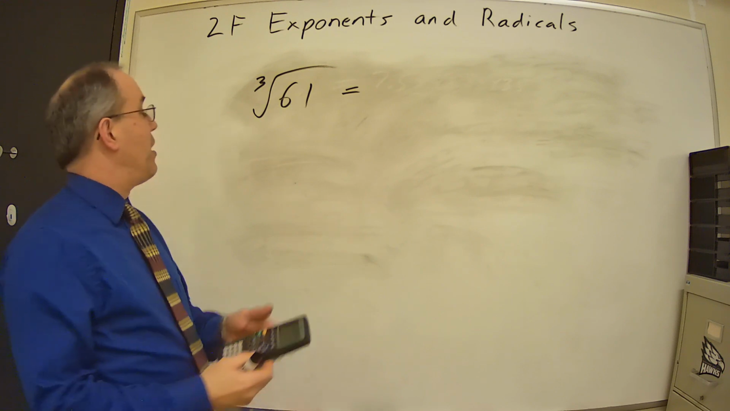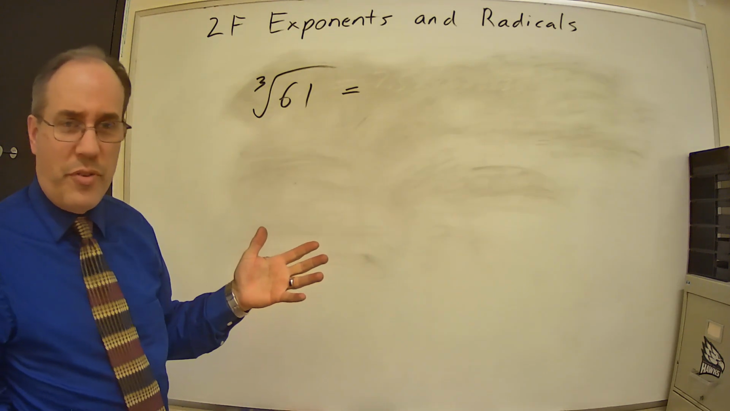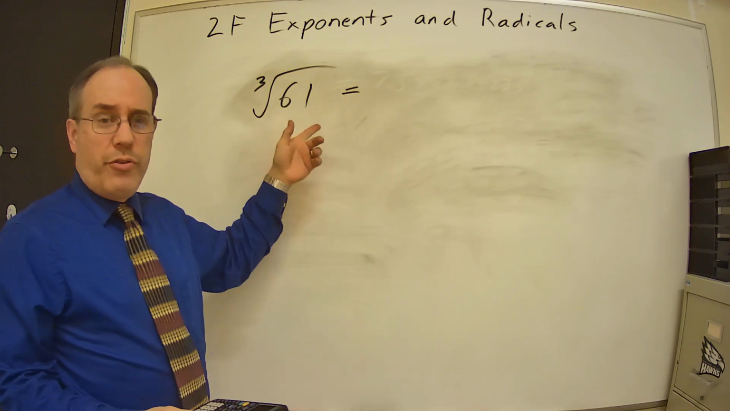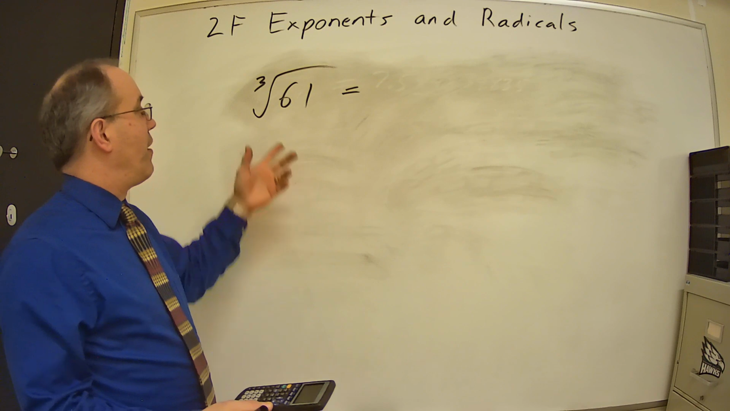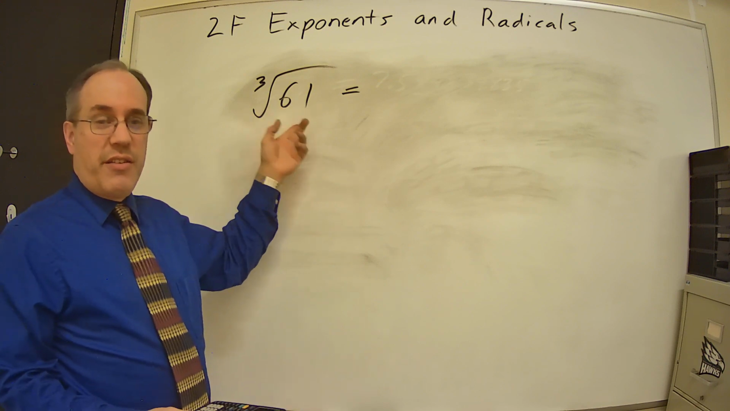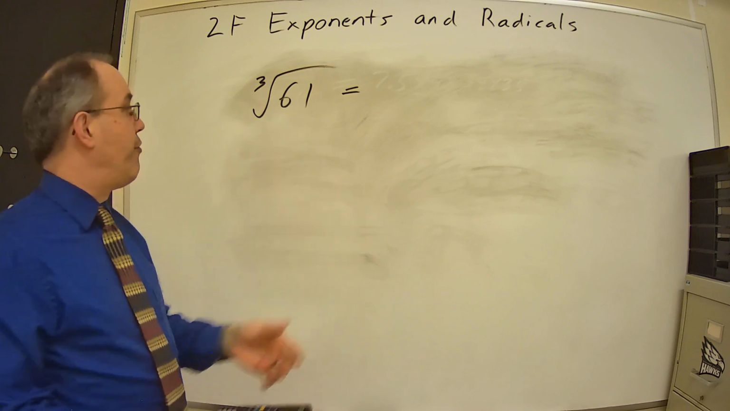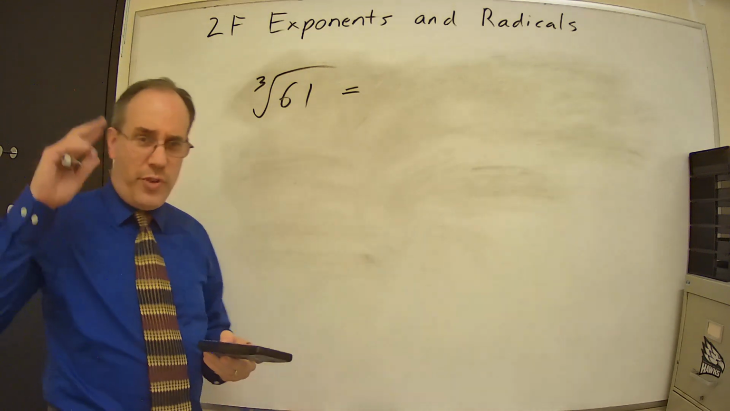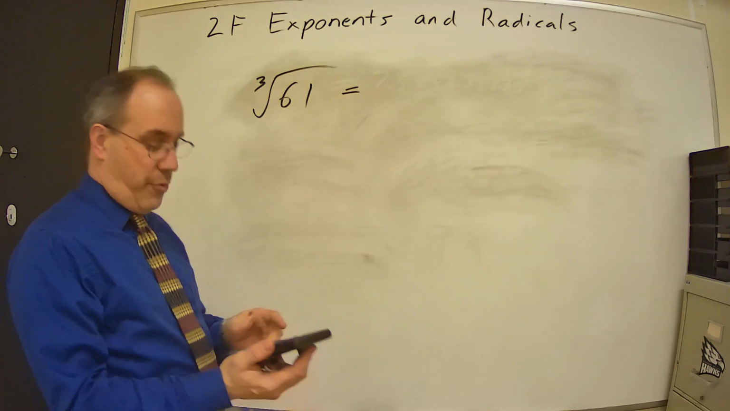Well, then I can look at it and say, first of all, and we may be able to pull this out, 4 cubed is 64. 4 times 4 is 16 times 4 is 64. So it's going to be less than 4. 3 cubed is 27, so we know it's somewhere between 3 and 4. So that should help you. If you can approximate, you can kind of look at it and say, well, did I get the right answer?